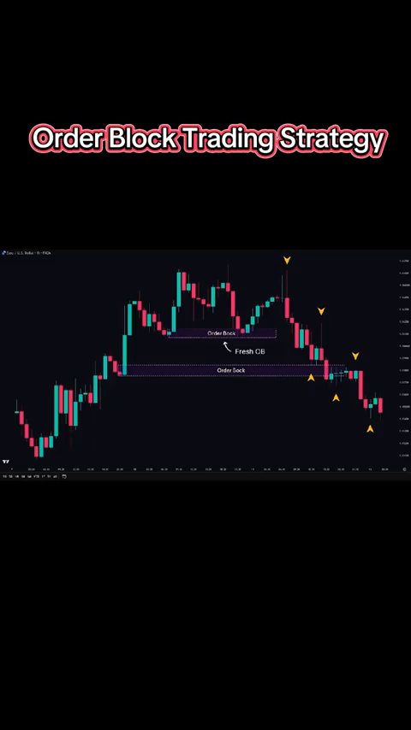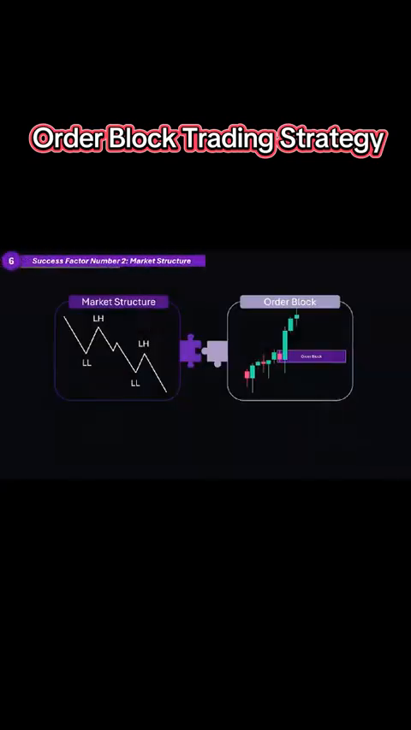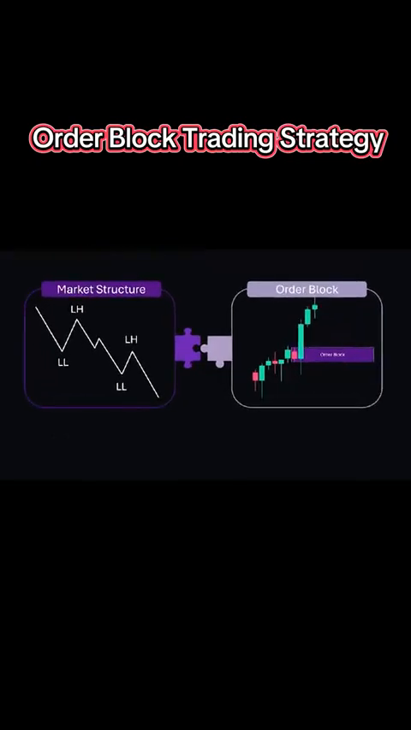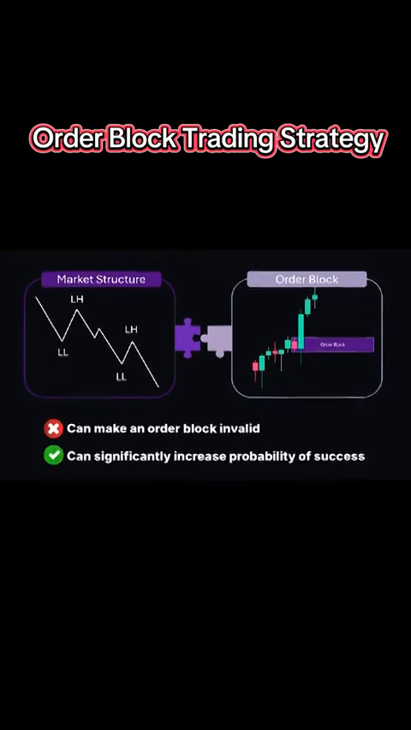Our backtesting showed that older order blocks become much less reliable once the market shifts against them. The next concept is market structure. Market structure and order blocks are not 2 separate concepts. In fact, they work together. Sometimes market structure can make an order block invalid, while other times it can significantly increase its probability of success.